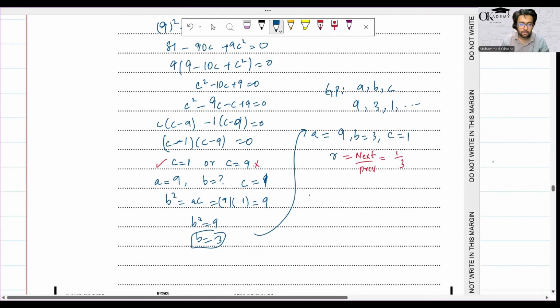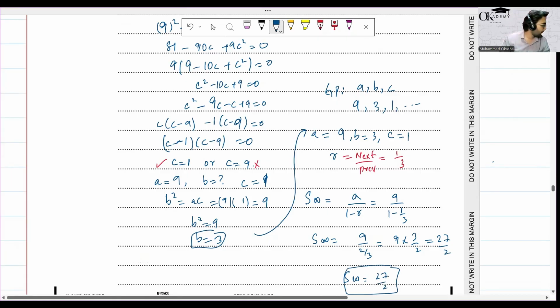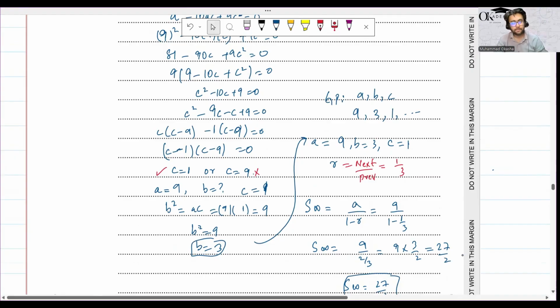I think we can work out the sum to infinity now. a divided by 1 minus r. a is 9, 1 minus 1 over 3. S infinity is equal to 9 over 1 minus 1 over 3. 1 minus 1 over 3 is 2 over 3, which I can write as 9 times 3 over 2, which is 27 over 2. So sum to infinity is 27 divided by 2. That's the sum to infinity. Of course, I think it deserves 5 marks.